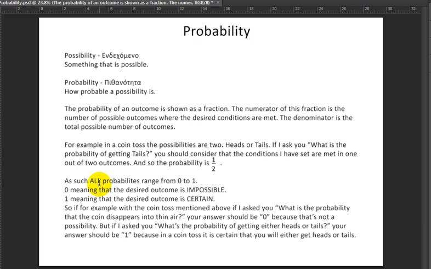That can't happen. But if I ask you, what's the probability of getting either heads or tails, your answer should be 1 because those are the only two results you can get. You're going to get one of those two results. So it's absolutely certain that you're going to get one of the two, right?